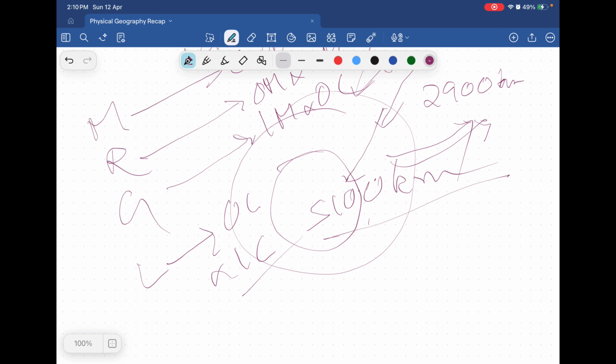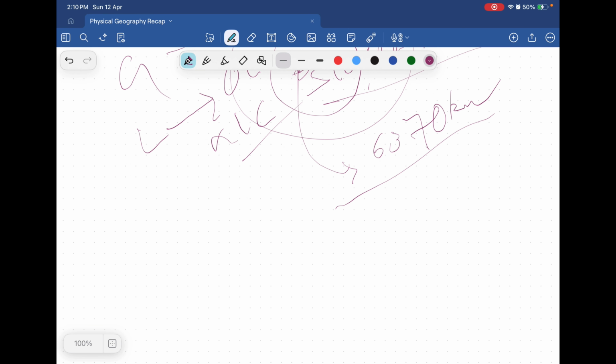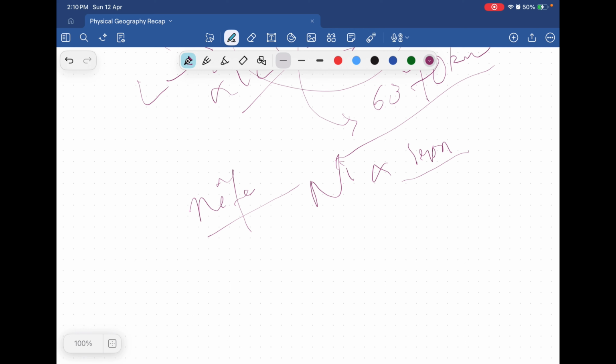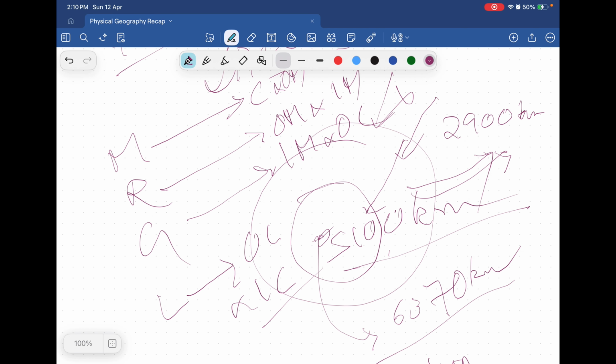The outer core is from 2900 to 5100 kilometers, and the center of the earth is at 6370 kilometers, since that is the radius. The entire core is called the NiFe layer, made up of nickel and iron. The density at the mantle core boundary, the Gutenberg discontinuity between inner mantle and outer core, is 5, and at the center of the core it is 13.